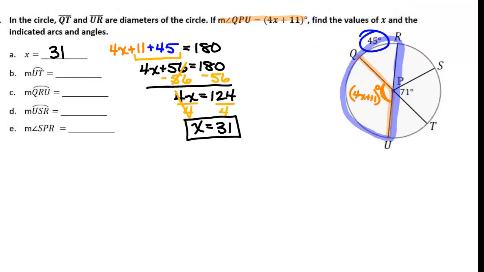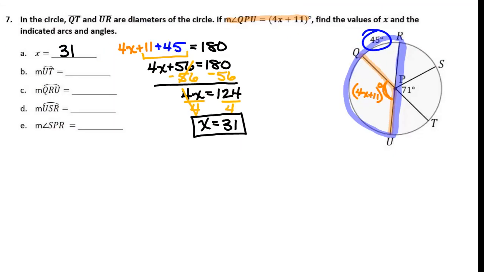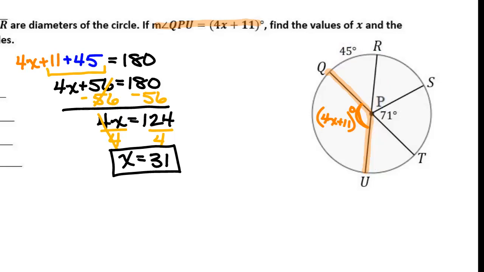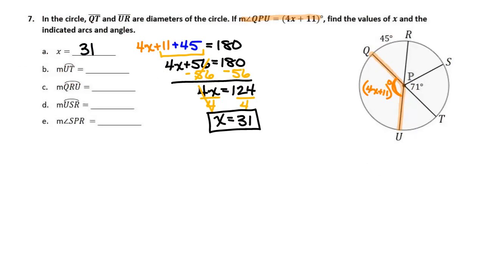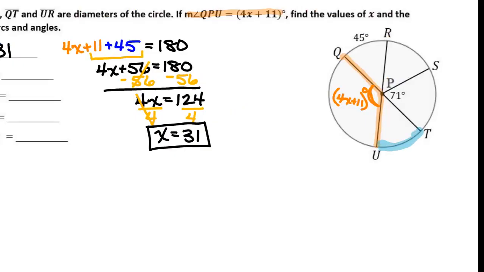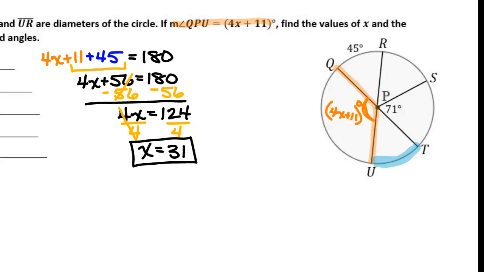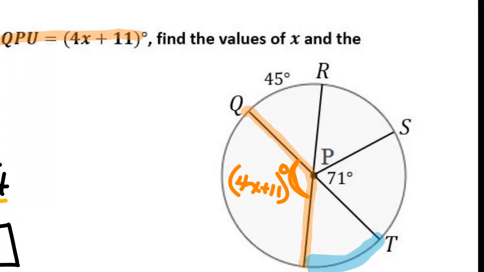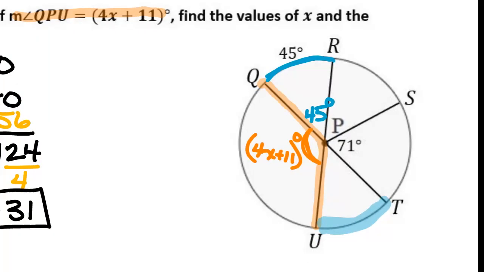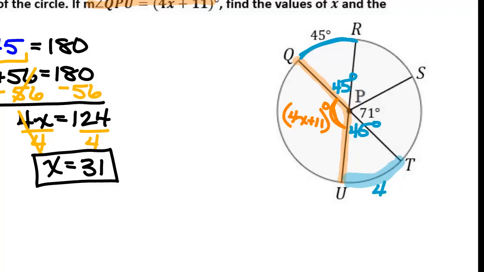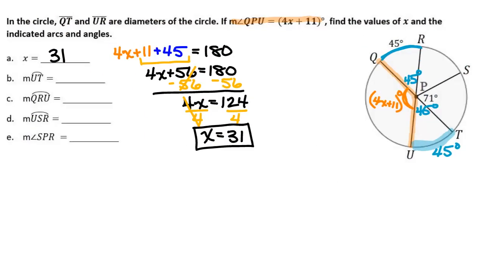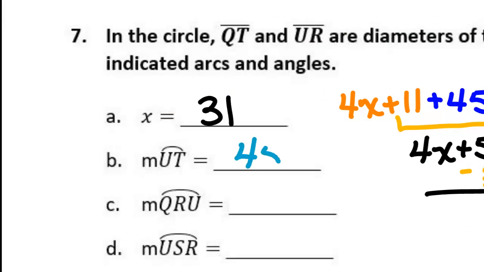All right. Let's see if we can find these other measurements now. We want arc UT, 45. We know that QR is 45 degrees, that arc. So this angle here would be 45 because of vertical angles. That means this angle would be 45. So arc UT would also be 45 degrees.